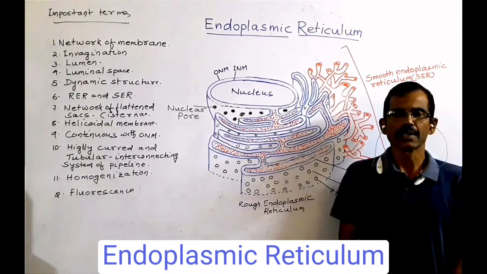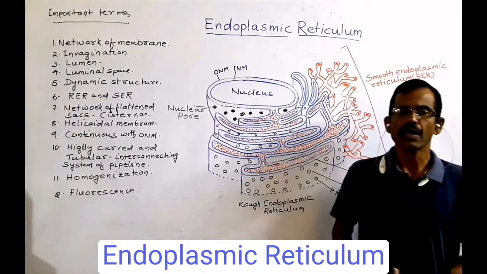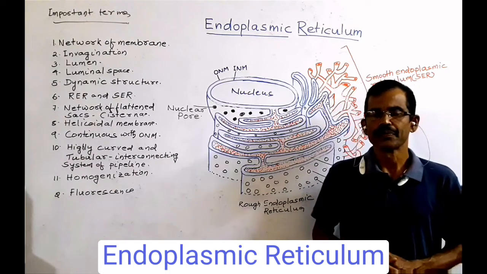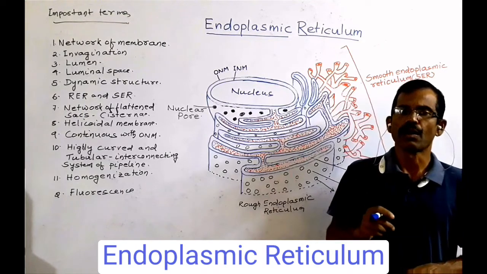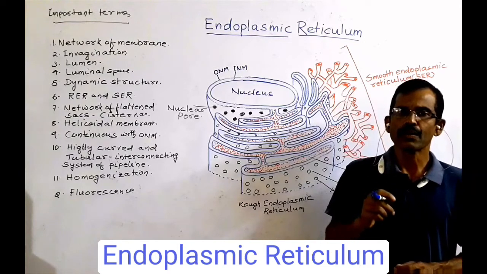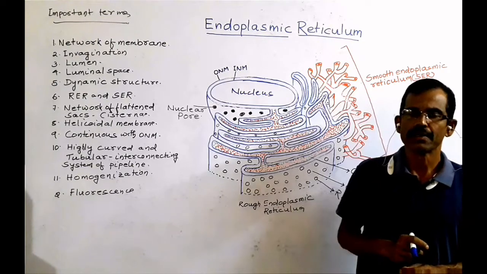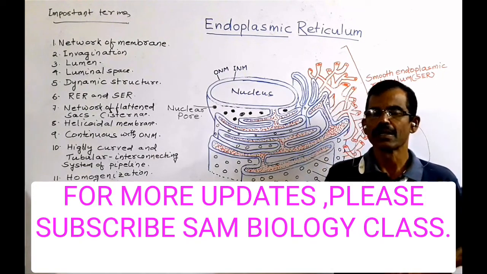Friends, today we shall discuss the endoplasmic reticulum. Endoplasmic reticulum comprises a network of membrane that penetrate much of the cytoplasm. It probably evolved by the invagination of plasma membrane. The endoplasmic reticulum encloses an extensive space known as lumen. The lumen is separated from the surrounding cytosol by the endoplasmic reticulum membrane.